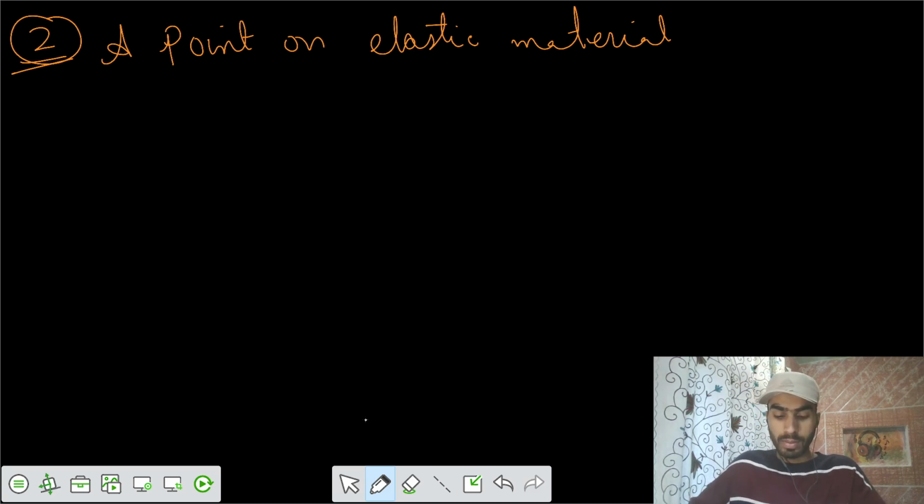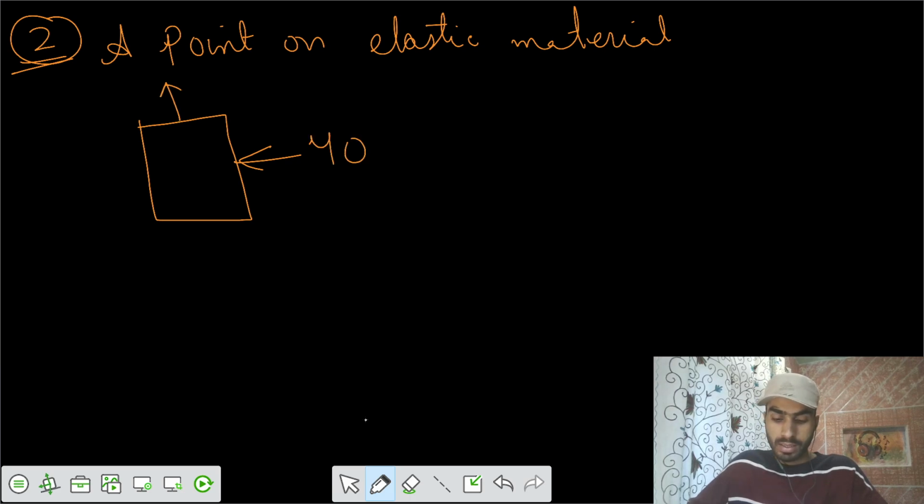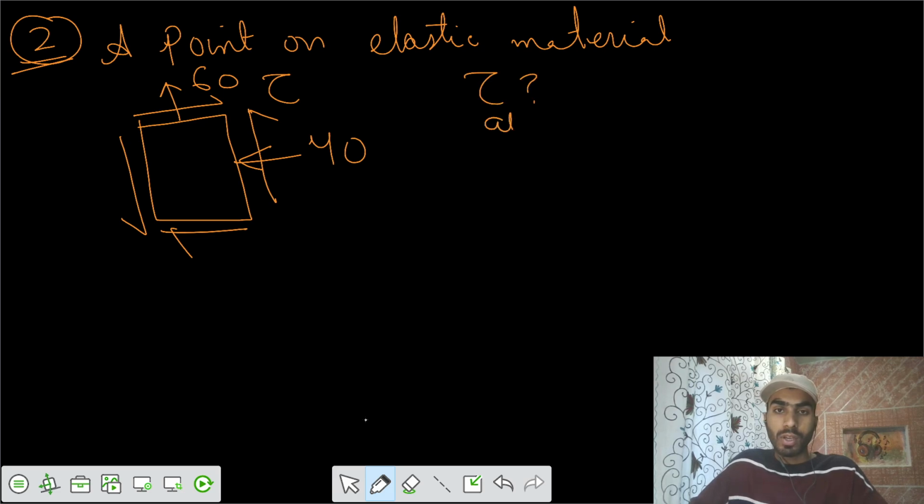So we have one more problem. A point on an elastic material is provided with the stresses: sigma x is 40, sigma y is positive 60, and a positive shear stress tau. It's asking how much shear stress tau we can allow on this particular plane P and Q.